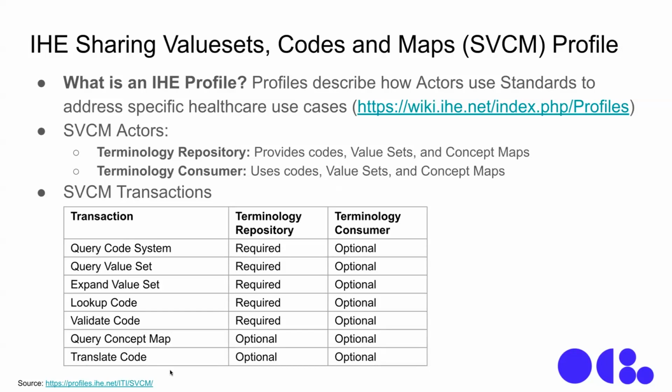And each of these profiles has to describe an actor and some transactions. And so in this case, we have two actors: a terminology repository. This is your terminology service, and then the terminology consumer. So this is really any other component in your HIE or point of service application. So something that could be on the other side of your mediator, your interoperability layer.